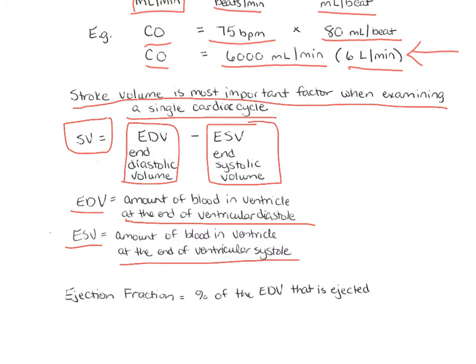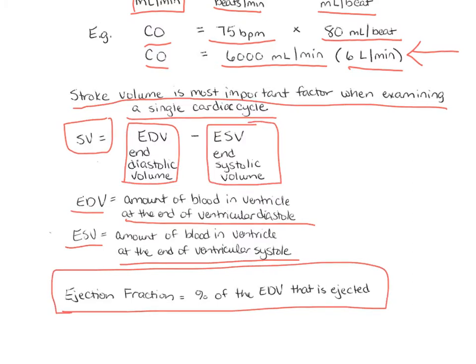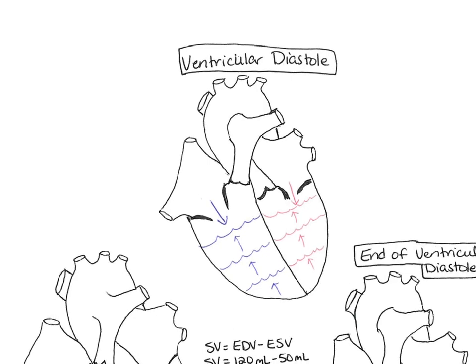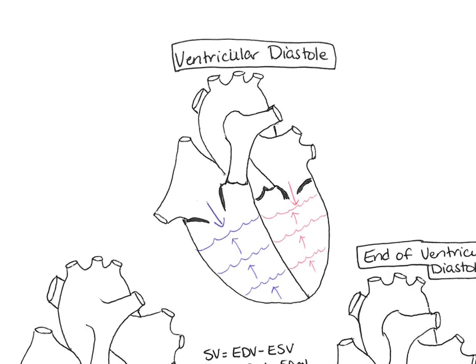So that's the stroke volume, and then the ejection fraction is the percent of the end diastolic volume that's ejected. So then we'd have to divide those two. Instead of subtracting them, you would divide to see what the percent of end diastolic volume is. So we're going to look at a couple of examples here so we can see. So let's take a look at this picture here.